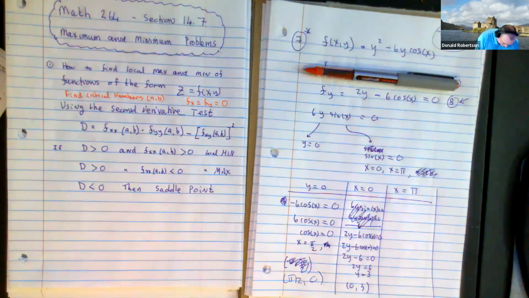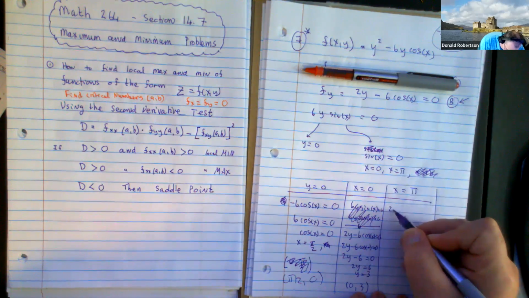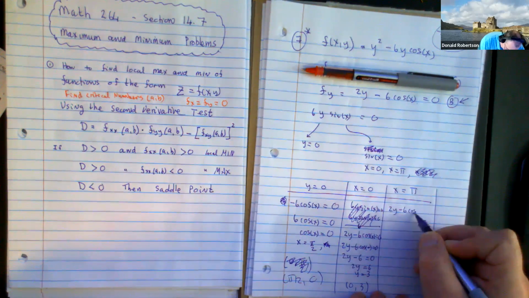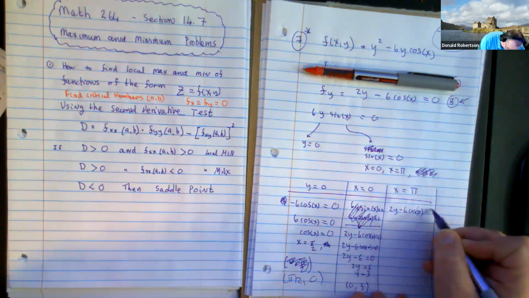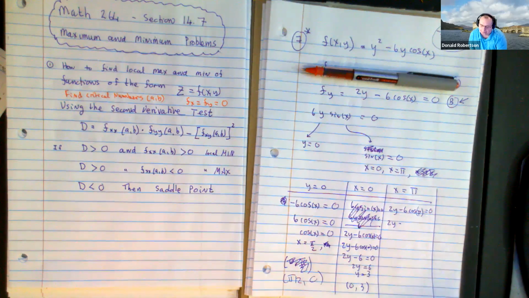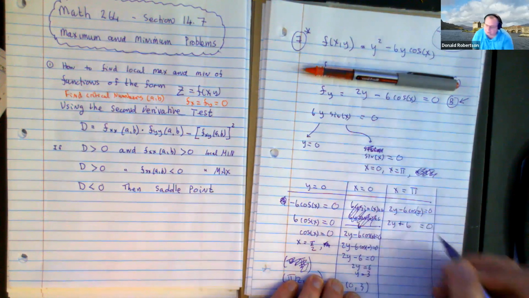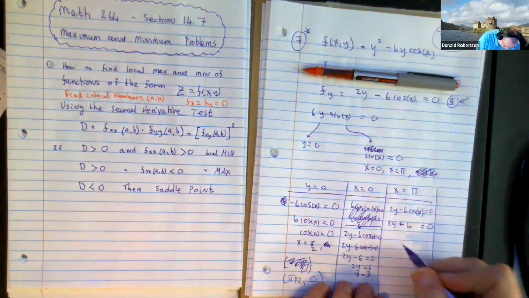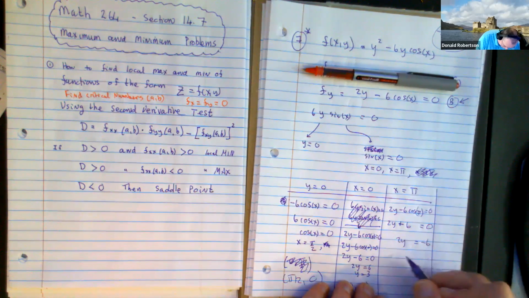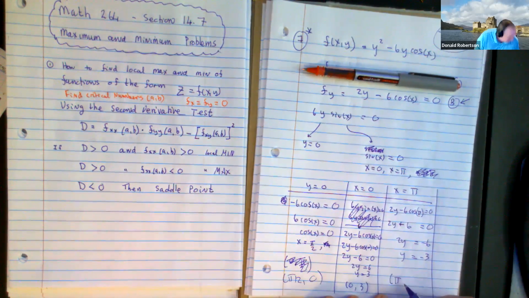Now, x equals pi. 2y, take away 6 cosines of pi, has to equal 0. What is the cosine of pi? What number is it? -1. So 2 negatives make a plus. So you're happy about where the plus 6 came from? Which makes 2y equal -6, which makes y equals -3, which gives me pi, comma, -3.